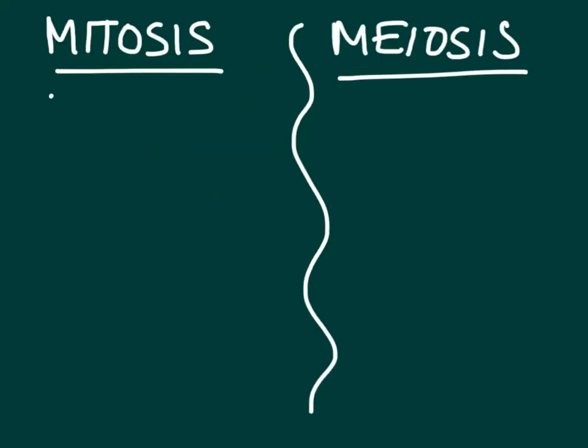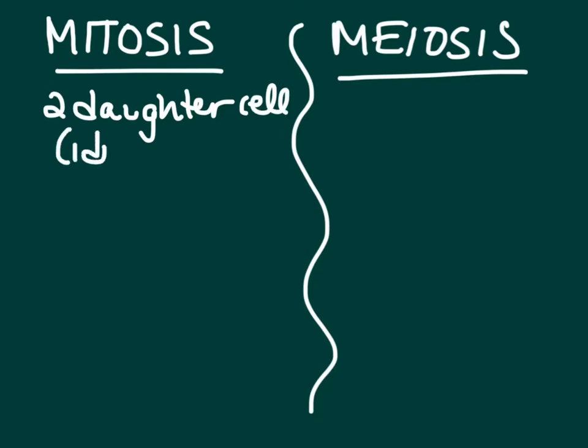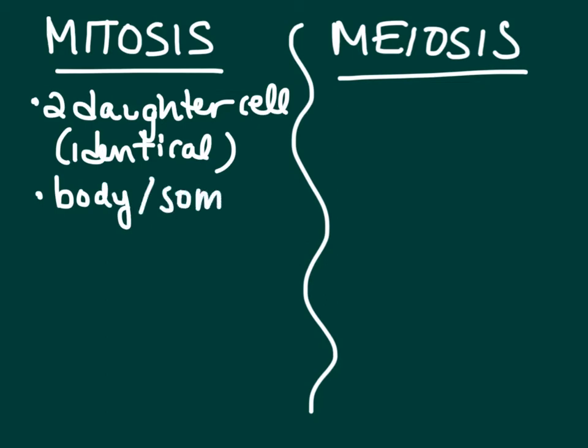Mitosis results in two daughter cells that are identical genetically. It's important that they're genetically identical because they result in body cells or somatic cells. Those are cells that it's very important that they're identical to the cell that they originated as, because they already are differentiated. So they already have a function and they need to maintain that function.